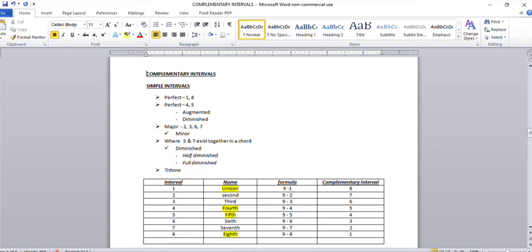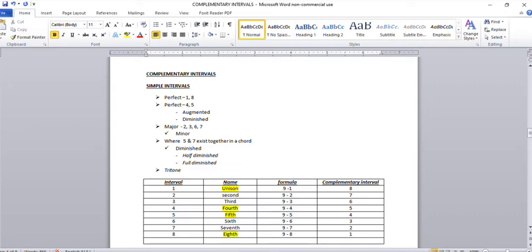Welcome to this chapter where we talk about intervals. Just before I proceed to the practical part of things, I just want to introduce a concept called the complementary interval. So we have complementary intervals.